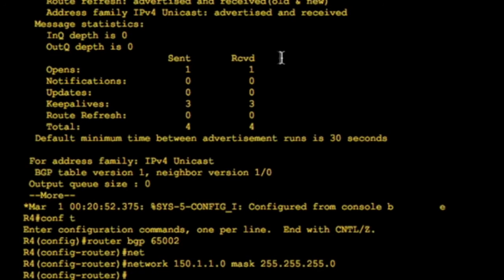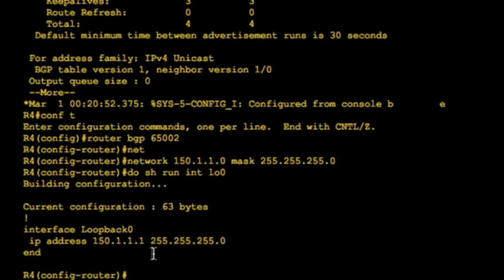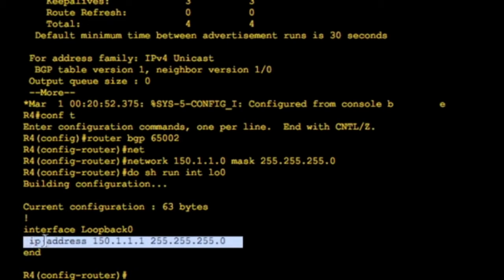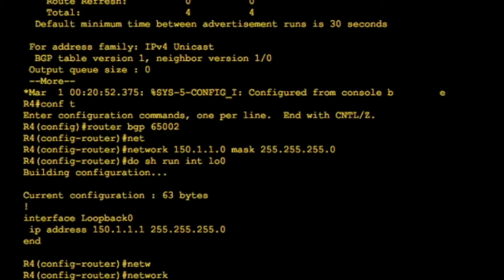So remember, we configured a loopback interface here while we're waiting for the BGP topology to be built, for this relationship to come up. So loopback 0, IP address 150.1.1.1. That's just one of our loopback interfaces. Now to bring that into the BGP routing process, we use the network statement followed by the IP address and netmask of the network you want to bring in. Now, unlike an IGP, network doesn't mean activate BGP on this interface.